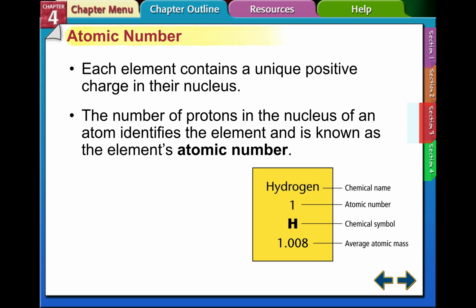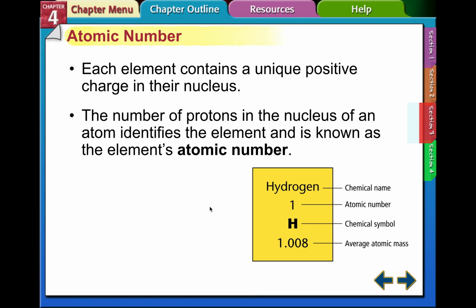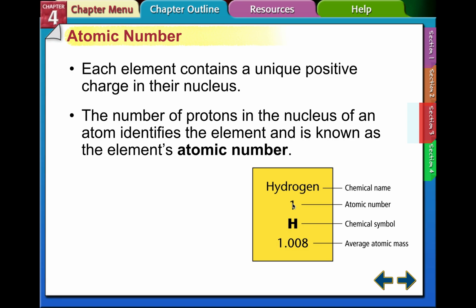So an atomic number for an element is essentially like that element's social security number. It's a number that is special just for that element, and it defines how many protons are in an atom of that element. So for hydrogen, it has an atomic number of 1, which means that there is only 1 proton. This atomic number is also equal to the number of electrons if it is electrically neutral.